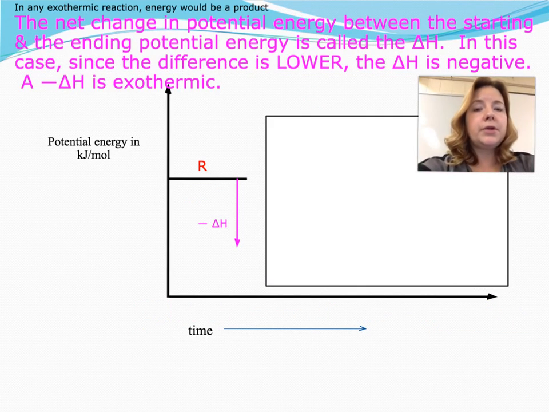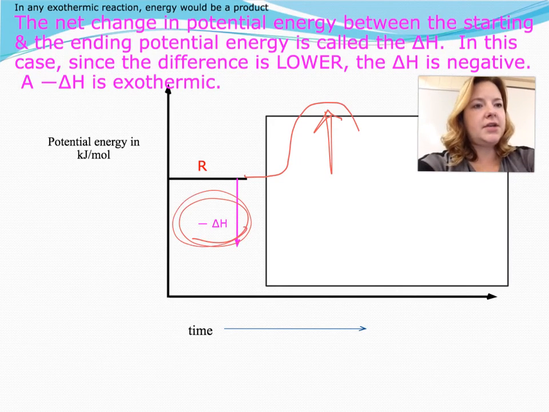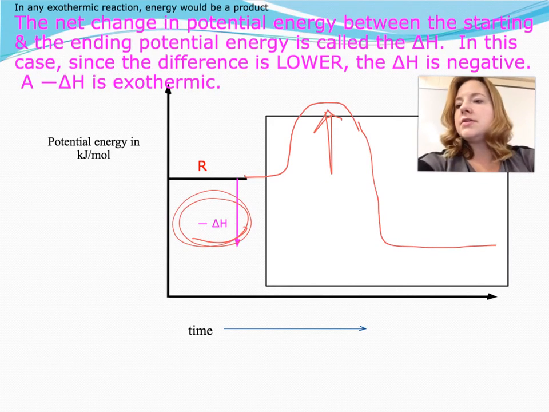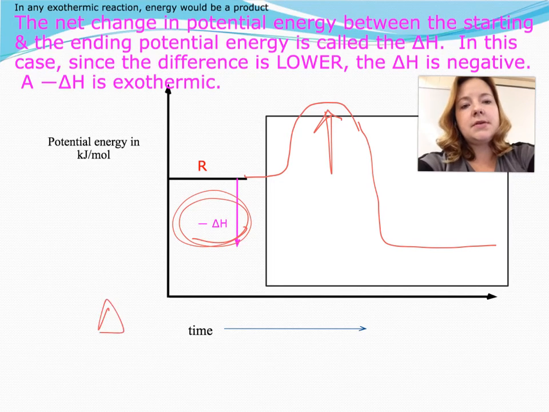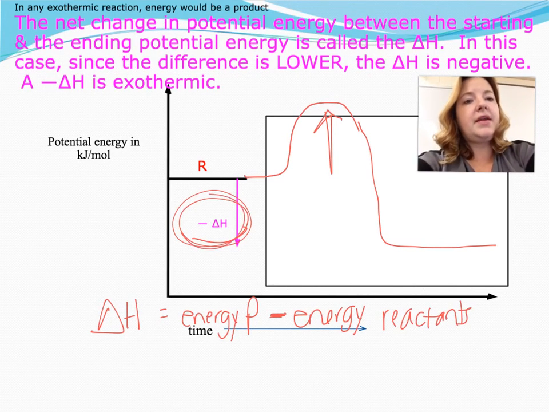So I don't want you to be confused. Our activation energy is how much energy it takes here to make the reaction occur. That does not affect our delta H. So our delta H is going to be determined by taking the energy of the products and subtracting the energy of the reactants. And so that's how we end up with that negative delta H.